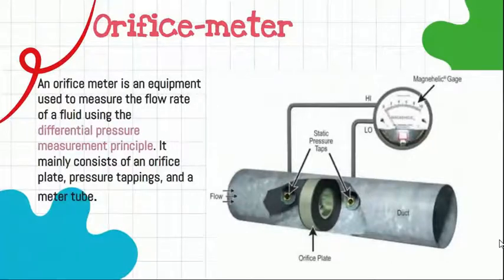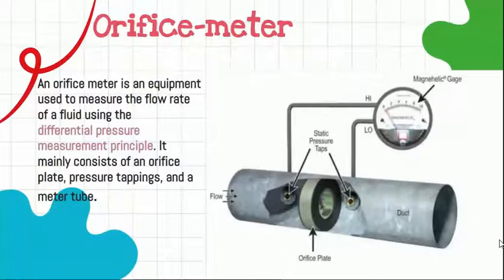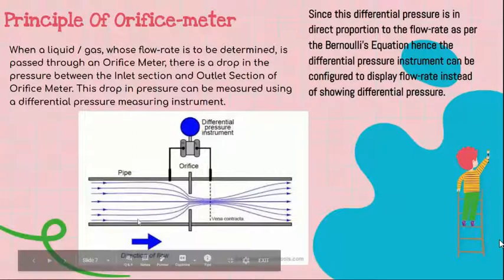So what is an orifice meter? An orifice meter is an equipment that is used to measure flow rate. Here, we measure the flow rate of a fluid using the differential pressure principle, the same definition which we talked about earlier. It consists of a plate, pressure tappings, and a meter tube. When a liquid or gas whose flow rate is to be determined is passed through an orifice meter, there is a drop in the pressure between the inlet section and the outlet section.